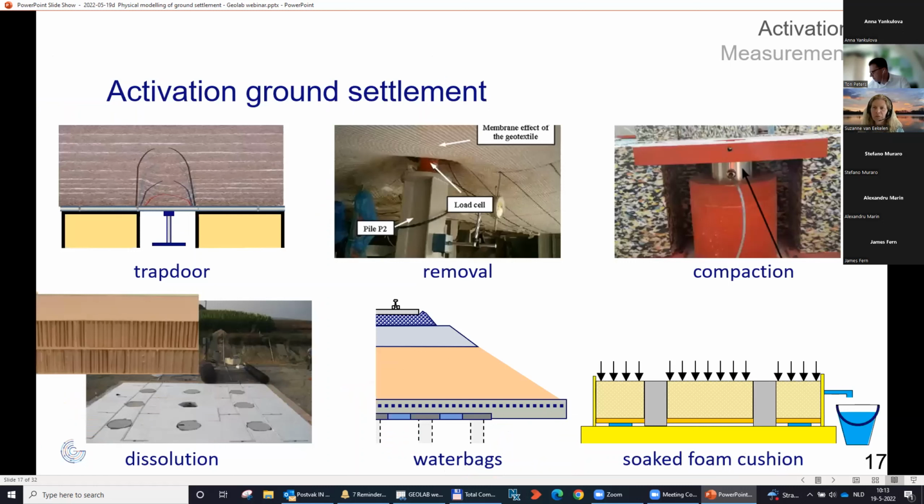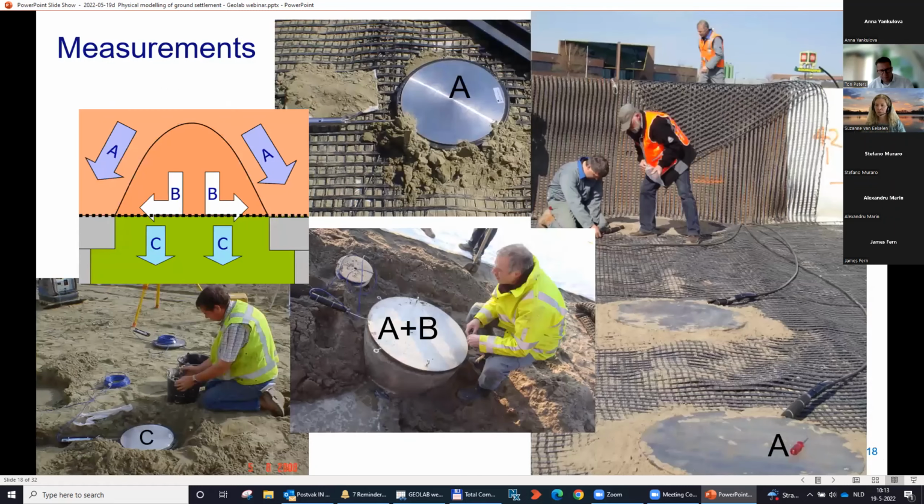So now we have seen the following activation mechanisms to model ground settlement. We saw trapdoor tests done in many universities, the removal of the subsoil, compaction by using peat or rubber or foam, dissolution of EPS or cardboard, using water bags, and we saw that soaked foam cushion. Now I will tell you a little bit about measurements in this type of structures. Of course, we can measure the load distribution by using total pressure cells.